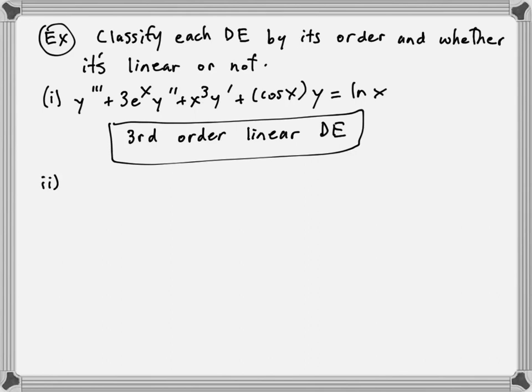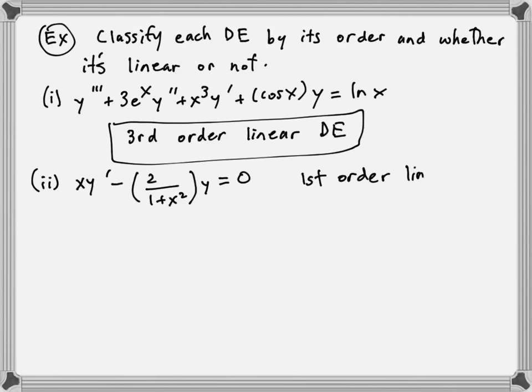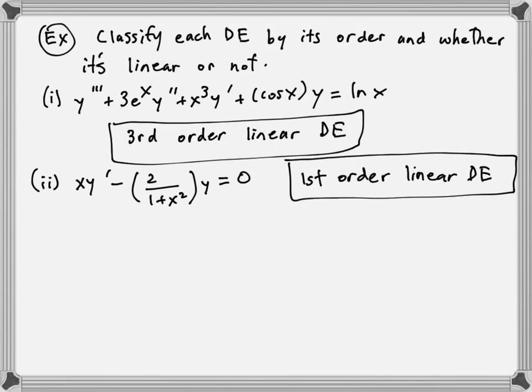Let's do another one. How about x y prime minus 2 over 1 plus x squared y is equal to 0? Again, even though we have nonlinear functions, they're all in the x's, and so the y's are written in a linear way. So this is a first order linear, right? We only have one derivative there.